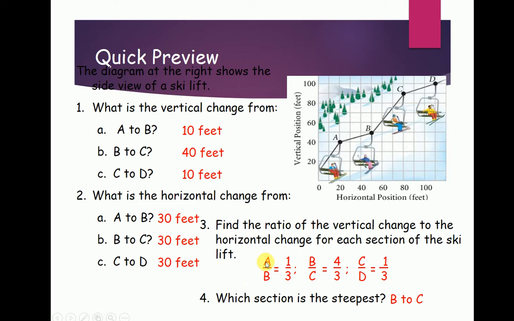Then you can find the gradient from A to B, B to C, and C to D. It's 1/3, 4/3, and 1/3. So it's 1 over 3, 4 over 3, and 1 over 3. From here you can see that since B to C is the largest, B to C is the steepest.